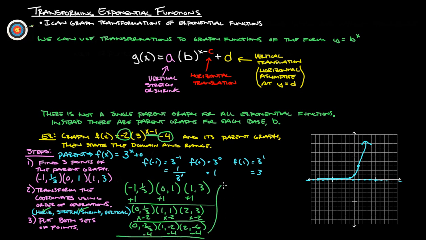And let's put our answer up here so we can see it. So we've got 0, and then negative 2/3 and negative 4 is negative 4 and 2/3. 1, and then negative 2 and negative 6 is 1 and negative 6. And then 2, negative 6 and negative 4 is 2 and negative 10. Okay, so now we can graph these points here. At 0, we are at negative 4 and 2/3. At 1, we're at negative 6. And at 2, we're at negative 10.